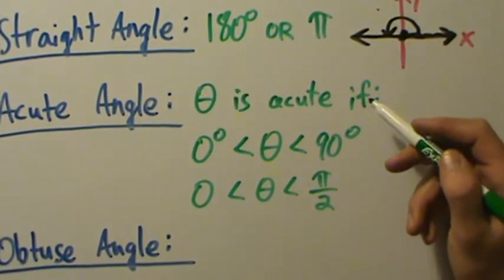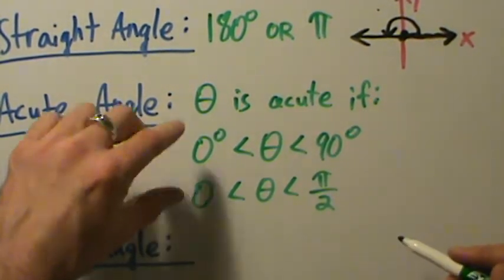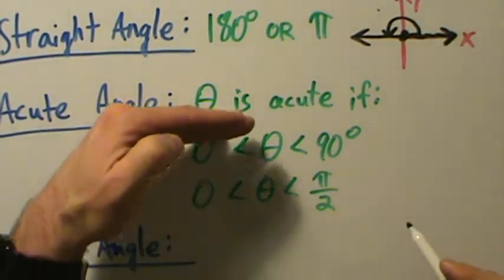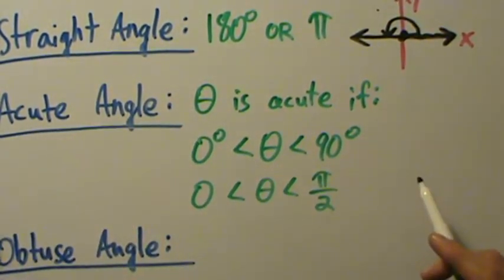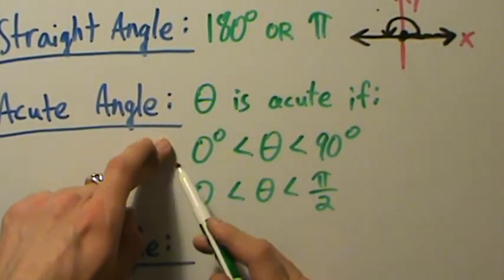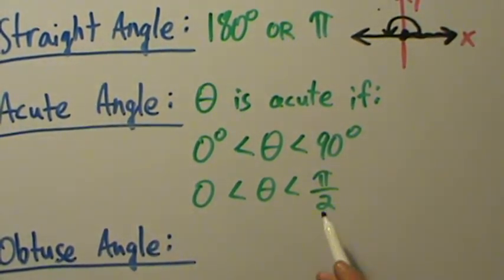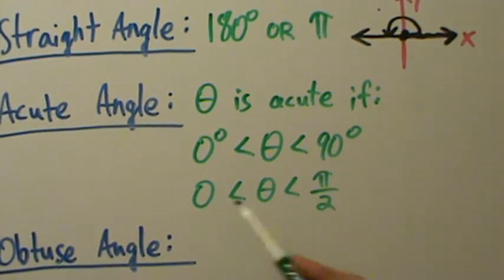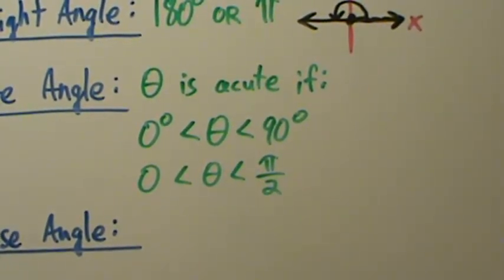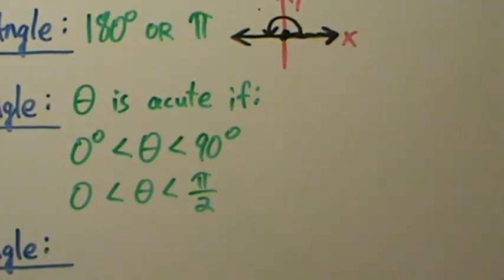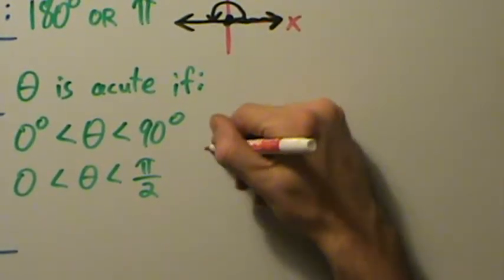So theta is acute if you have this true or this. They're both going to be true at the same time, but you could be talking about degrees or radians. If you have degrees, think about it like this: 0 degrees, 90 degrees. If you have radians, think about it as 0 and pi over 2. So theta is acute if it's positive and smaller than a right angle. Let's draw some examples of that, in standard position.